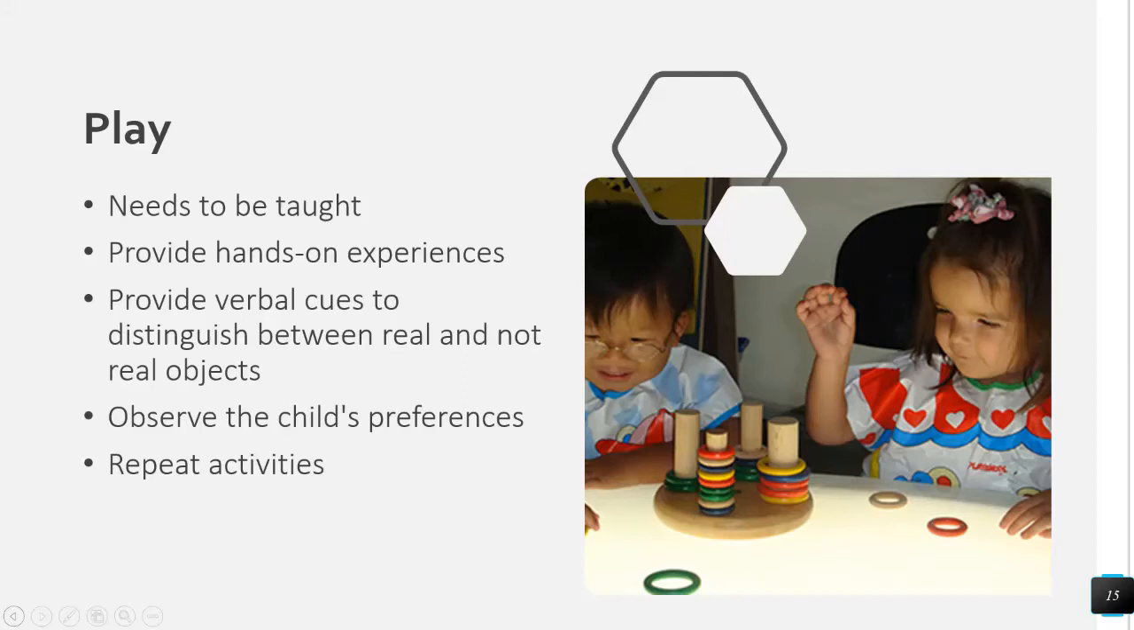Always provide names of objects and describe what that object is used for. Model and facilitate the different ways to play with toys. For example, if a child is throwing a toy car, model how to drive it and try modeling car noises.